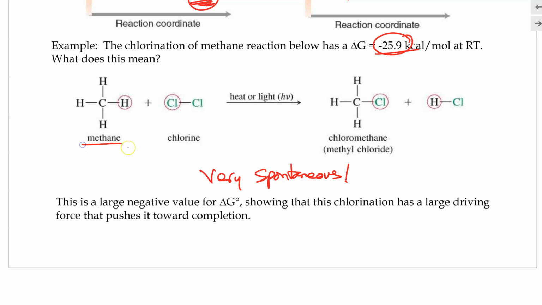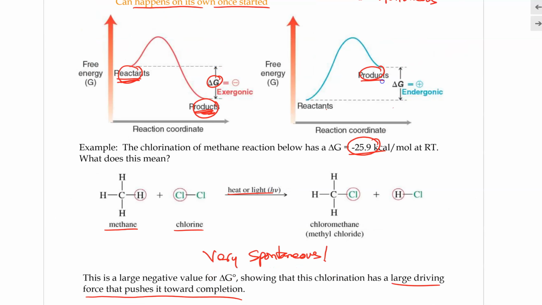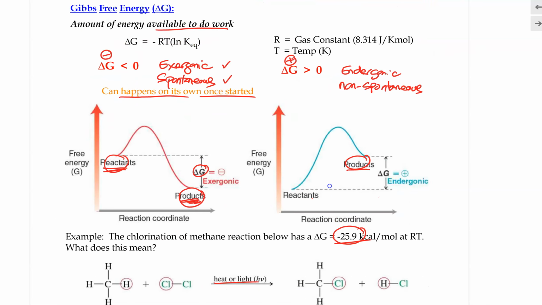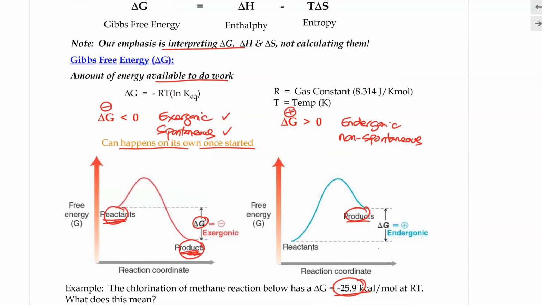When we take methane and react it with chlorine in the presence of heat or light, all we have to do is just add some heat or light to initiate this. And once this is initiated, then it can happen on its own without any more input of energy. So it has a very large driving force that will push the reaction to completion. So that's how the delta G can tell us about the spontaneity of the reaction.